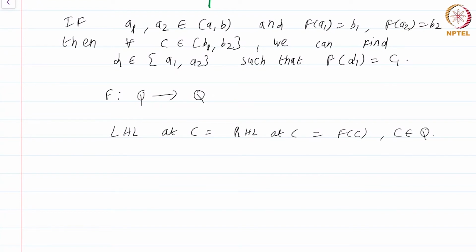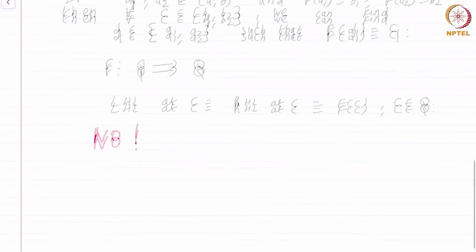Well, that being the case, let's check what would happen in relation to the intermediate value theorem. Is the intermediate value theorem true for such functions? I urge you to pause the video and think for a couple of minutes on this question. Hopefully you thought about this question. The answer is surprisingly no. The intermediate value theorem is not true for functions from Q to Q even if they are continuous.